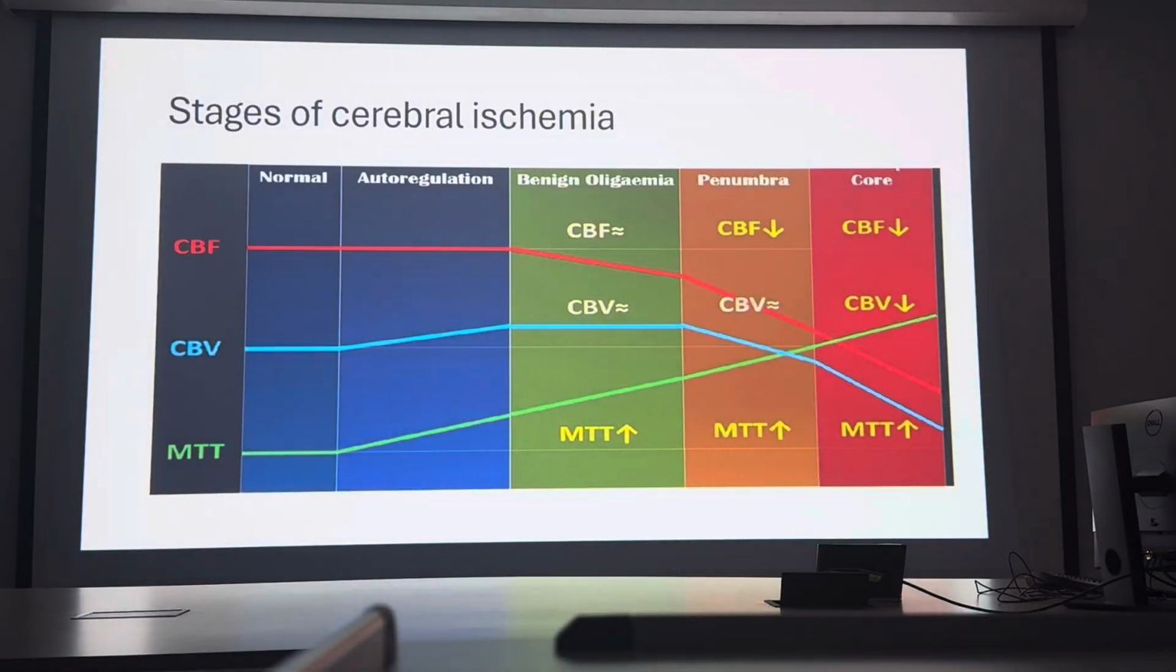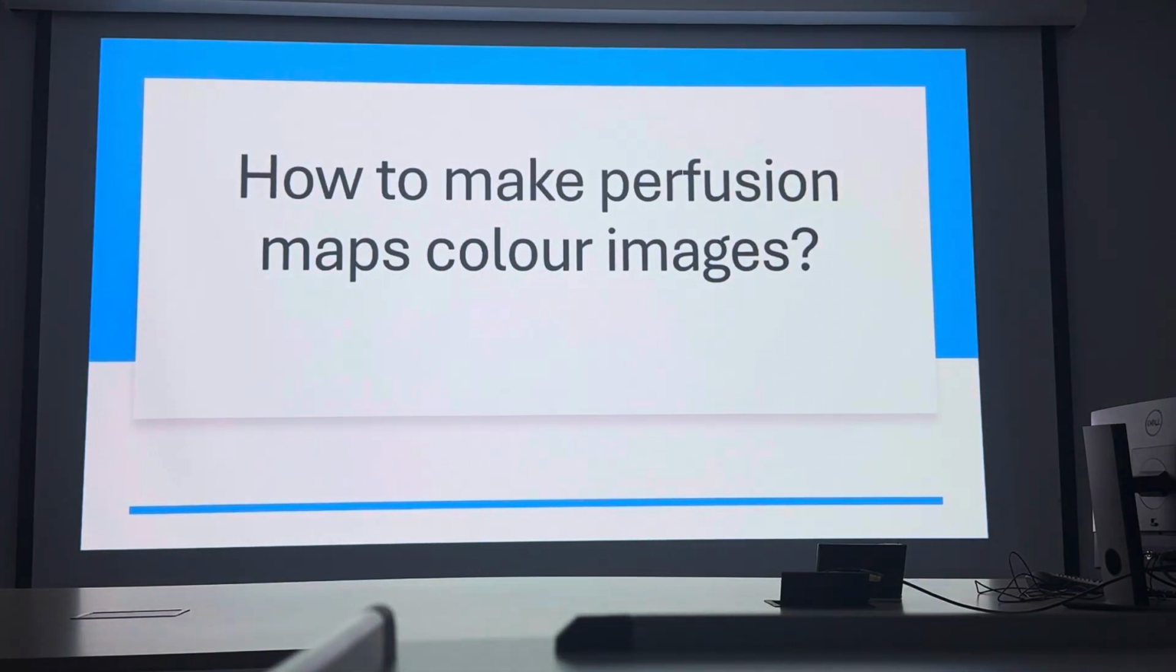Just to remind you, we put the markers along the phases: benign oligemia, penumbra, and core, and we said previously the effect of these phases on the parameters. Now we'll come to the major question. After we understand the pathophysiology and its effect on the parameters that we agreed on, the time, volume and flow, we'll answer the question of how to make perfusion map color images.